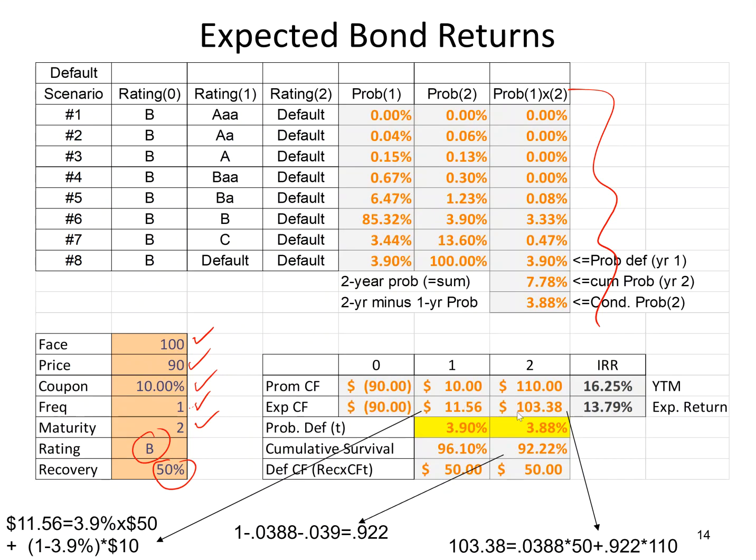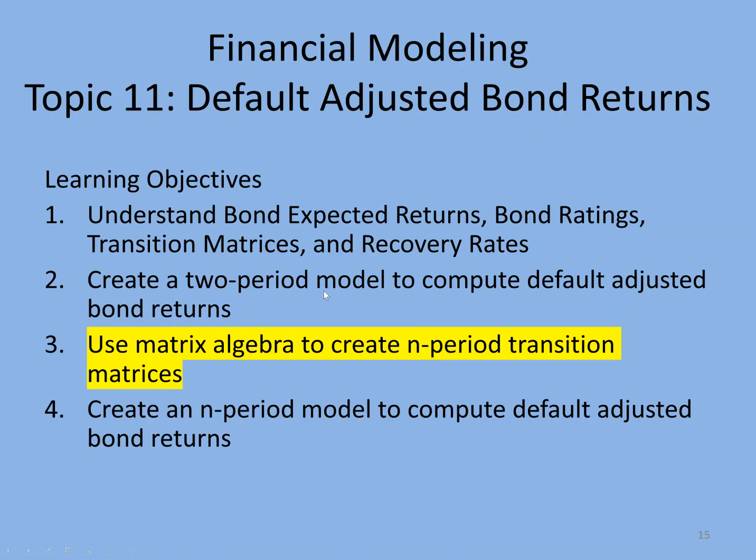So in this topic, we calculated a 2-year model to compute default adjusted bond returns. In the next topic, we'll use matrix algebra to create an n-period transition matrix, and the last section will create an n-period default adjusted bond return model.